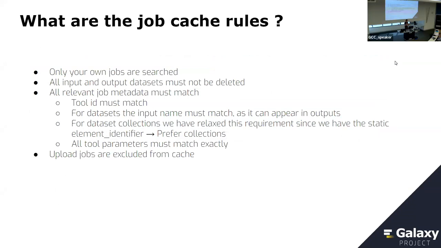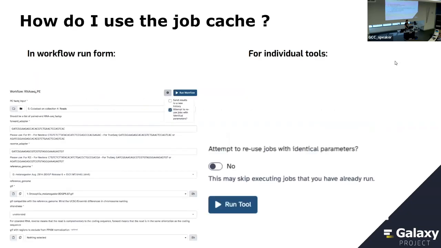So how does it work? You can only use your own jobs, and that's a limitation we're imposing so as not to have surprising results, like you had your private data set and suddenly somebody else also has it. So you can only search within your own jobs. Input and output data sets must not be deleted. All the job metadata needs to match, and upload jobs are currently excluded from the cache.